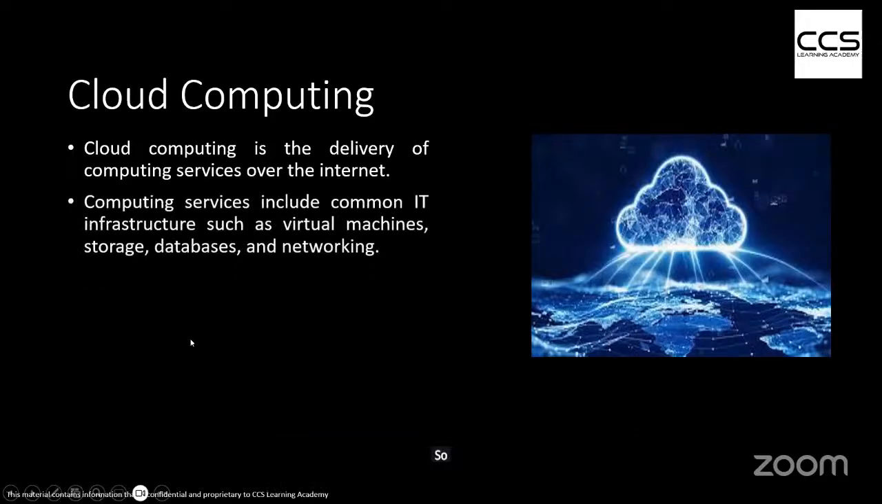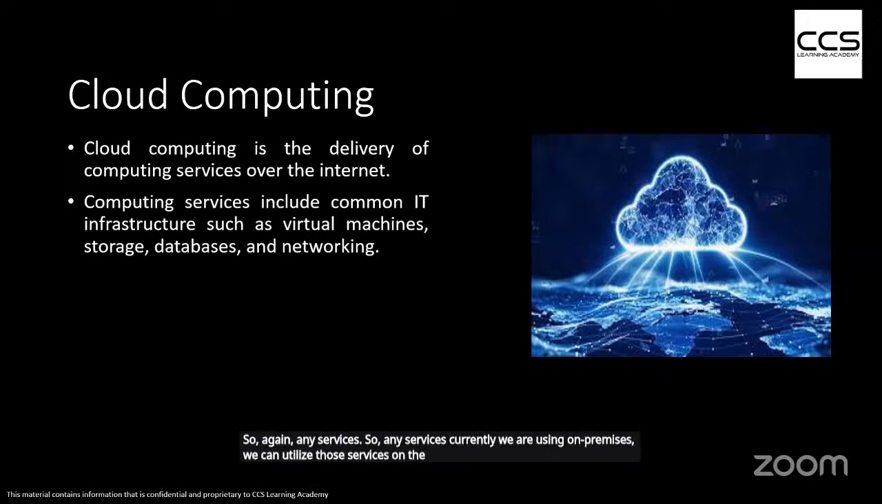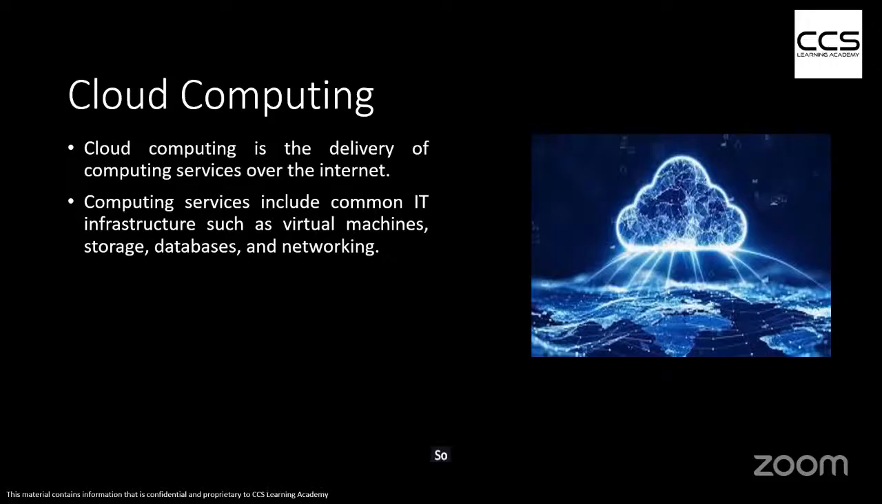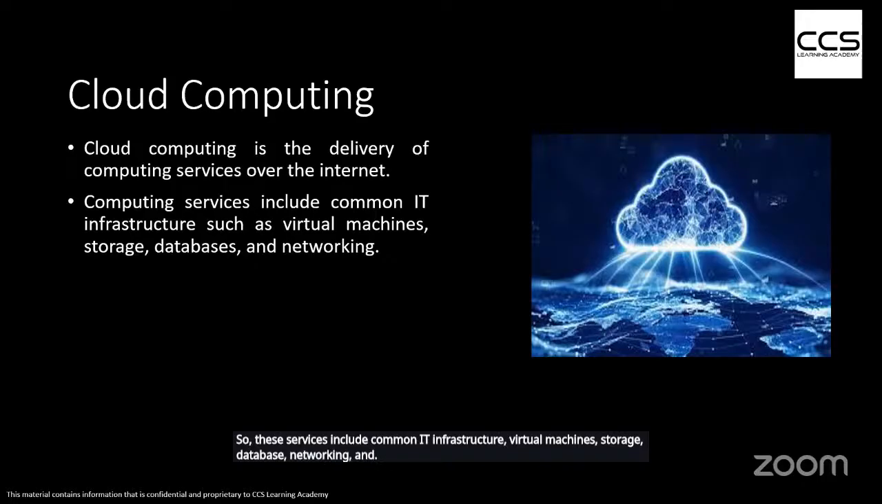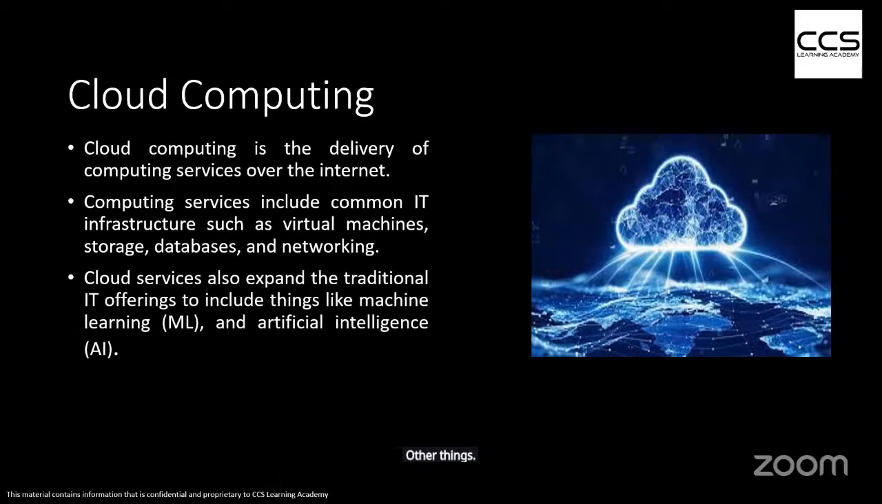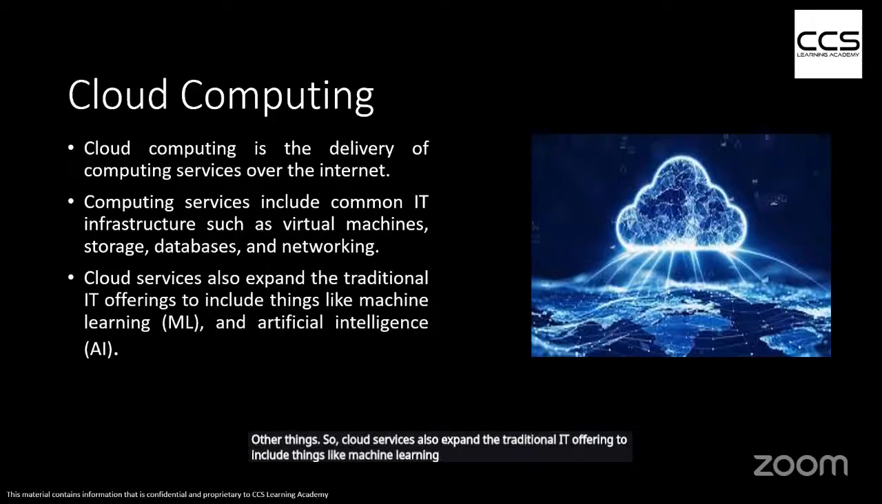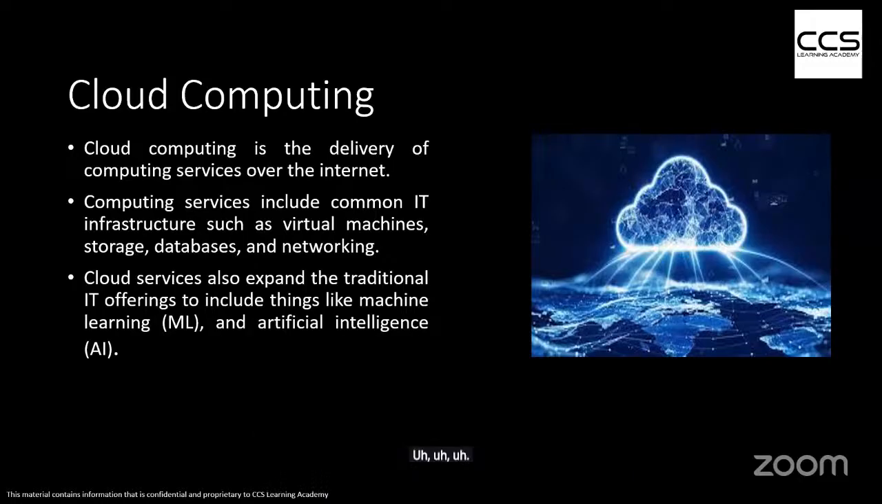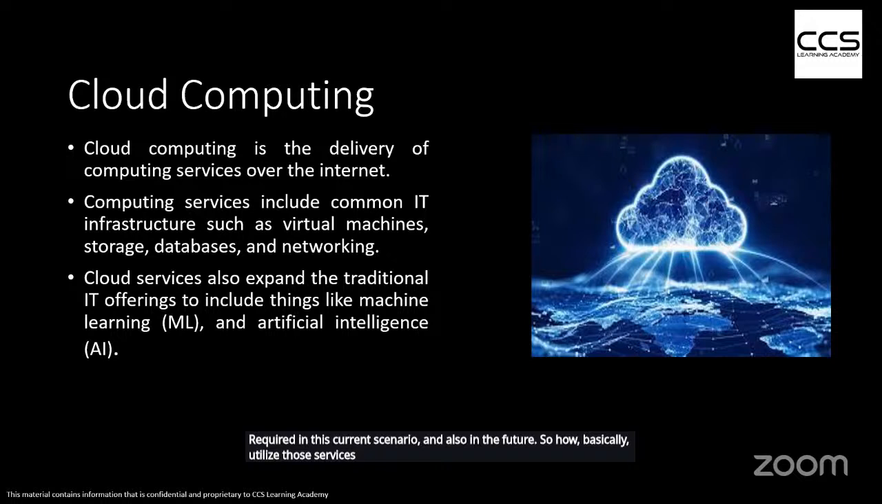So again, any services we are currently using on premises, we can utilize on Azure. These services include common IT infrastructure, virtual machines, storage, databases, networking, and other things. Cloud services also expand the traditional IT offering to include things like machine learning and artificial intelligence, which are very much required in the current scenario and also in the future. Microsoft also introduced Copilot, an inbuilt feature for different Microsoft apps and other things that we can utilize internally.